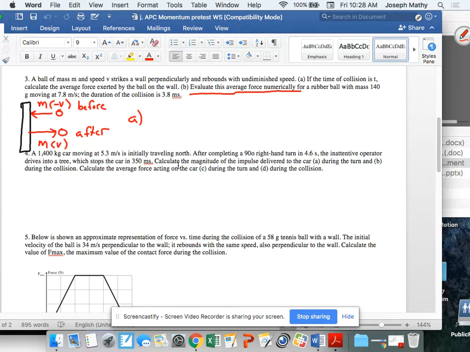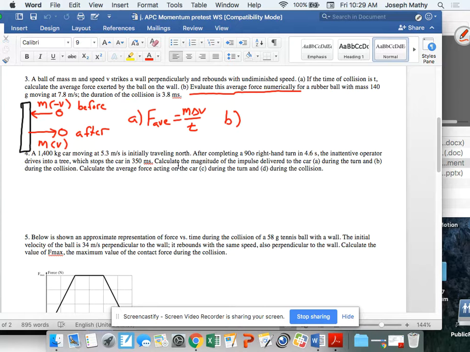So what this is saying, for A, you don't know any mathematics for A. So A is simply saying, how would we find the average force? Well, the average force would be this. So A is simply asking to identify what equation do you think you'll use. And then in B, we're going to go ahead and use it. All right?